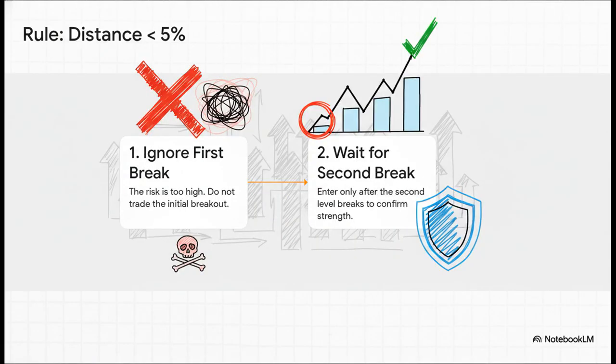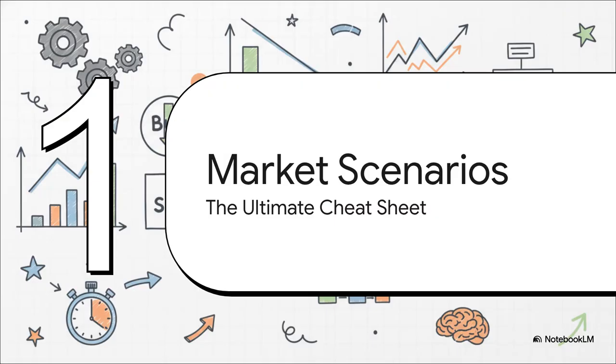But what if that distance is really tight? If the distance between the first break and the second break is less than 5%, the rule completely flips. You have to ignore the first break. Seriously, just ignore it. It's likely a trap with way too much risk. Instead, you wait for the price to break the second level. That's your confirmation that the move has real power behind it. And the best part is, this 5% rule isn't just for one particular setup. It's a system of logic that applies across a ton of different market conditions.